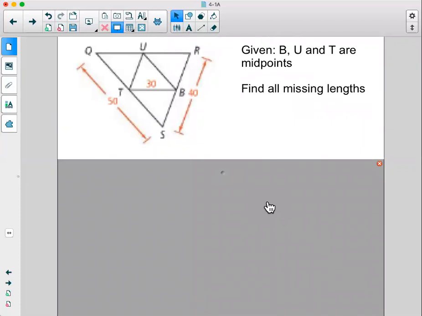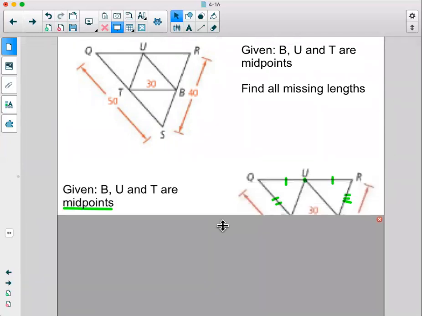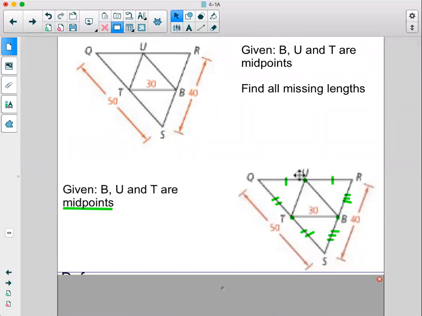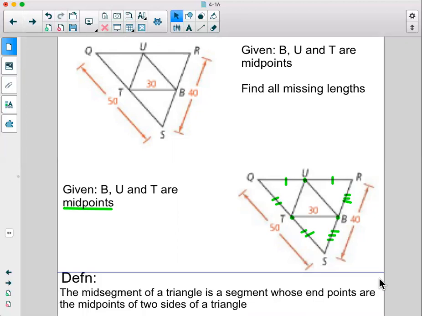Pause the video and use the triangle midsegment theorem to find all the missing lengths in this diagram. We're given that B, U, and T are all midpoints, and because of that, we could mark the diagram accordingly, since we know the definition of midpoint means a point that divides a segment into two congruent parts. And so in each case, we can write those marks. Now, once we know that, if we know these are equal, and we're given this is 50, we know these have to both be 25. If this whole thing is 40, we know these two things have to be 20. So we can see right away just based on midpoints.